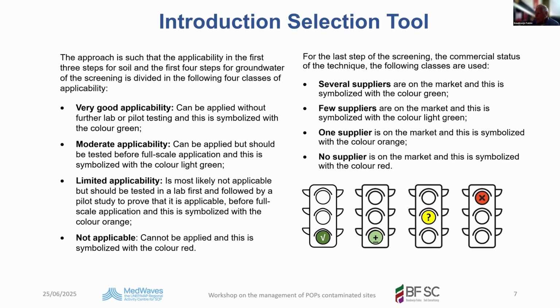Then we come to the last step, and there the color scheme is also used, the same color. Several suppliers are on the market, and this is symbolized with green. A few suppliers are on the market, light green. One supplier, orange or yellow. No suppliers, red. So when there is no supplier, you cannot implement it. And that seems not logical, but it happens because there are many techniques, let's say, described, but they are not operational and they are not available on the market. They are all in testing status. So this is what we use in the tool to classify the techniques.